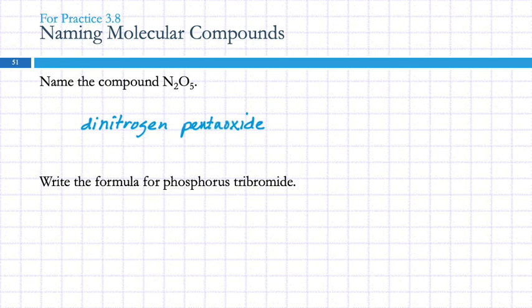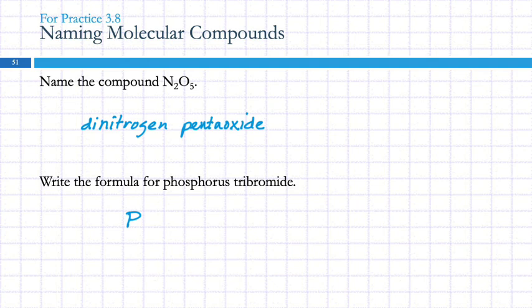Write the formula for phosphorus tribromide. Phosphorus is P, right? How many phosphorus atoms are in this molecule? 1, because it doesn't say any other number. It doesn't say monophosphorus. But if there was 0, we wouldn't have the name in there at all, right?